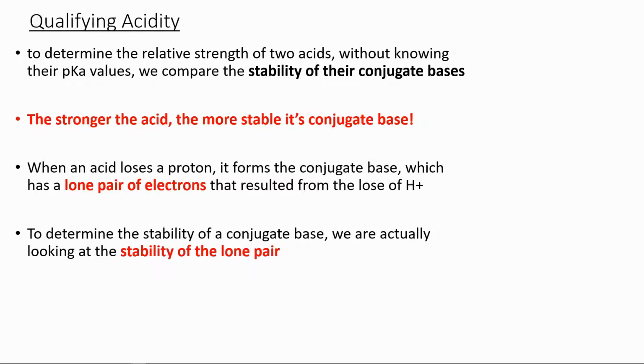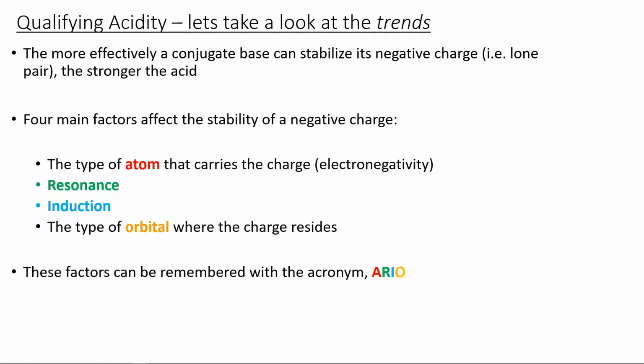So let's look at the stability of the lone pair. There's going to be 4 factors that we look at to determine the stability of the lone pair. The type of atom that carries the charge, or the electronegativity. We can also use resonance to stabilize a negative charge, which we talked about a bit last chapter. And then we'll talk about 2 other factors that are involved, which are induction and orbitals.